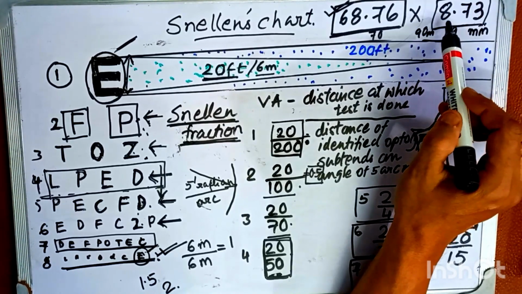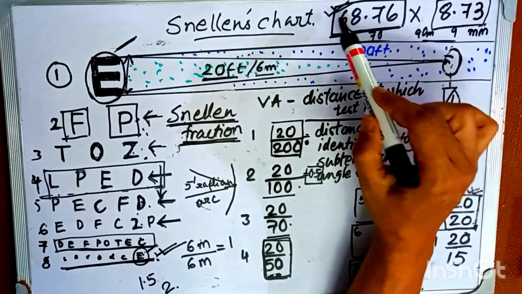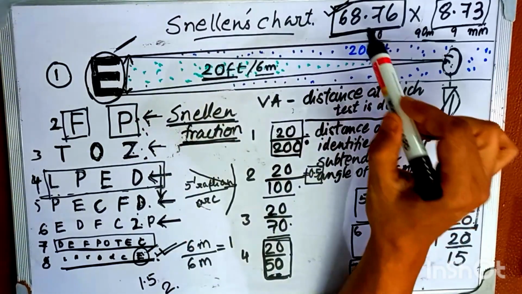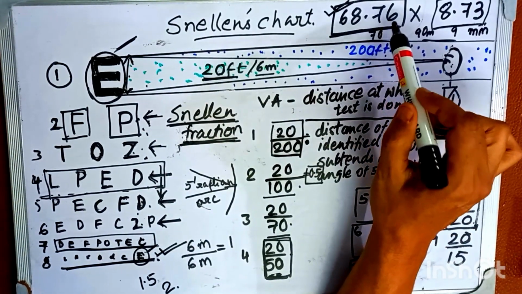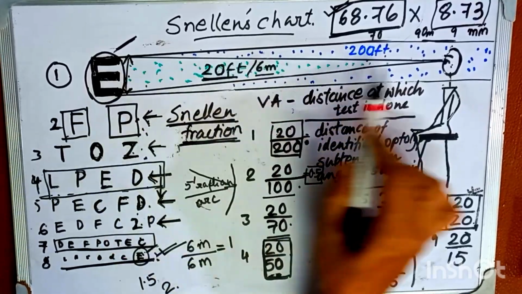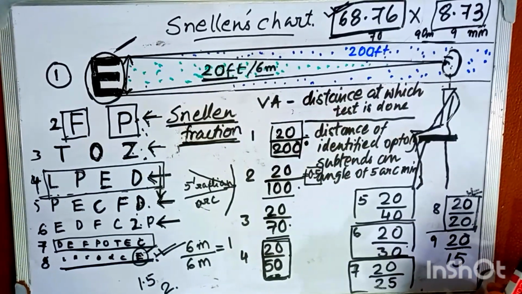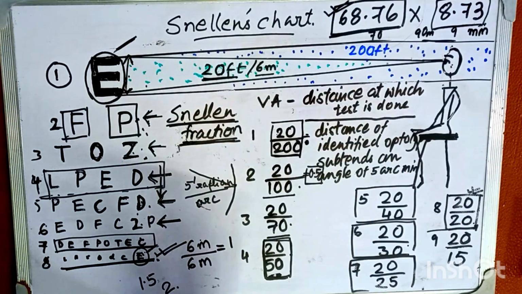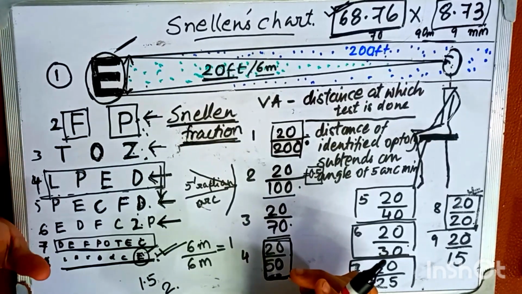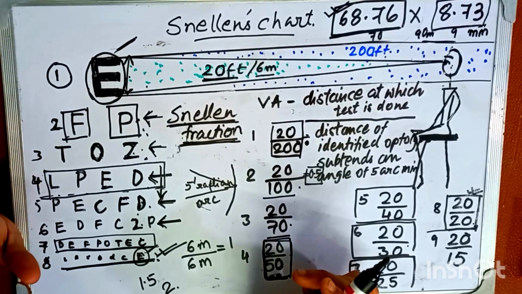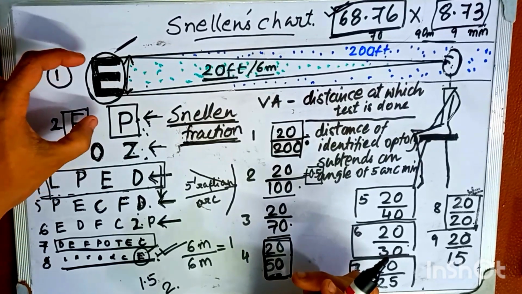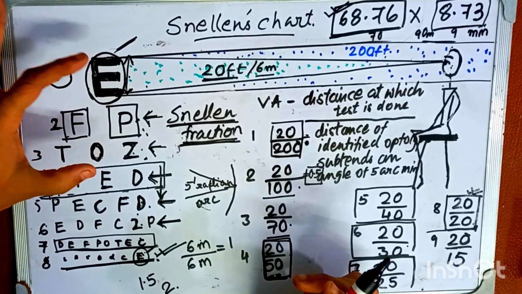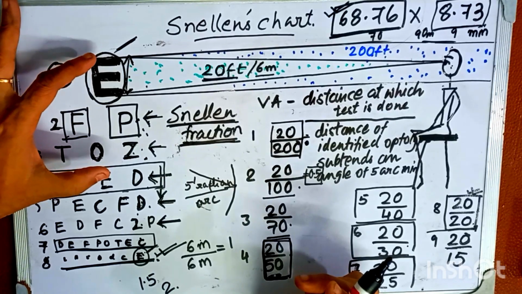This optotype size is governed by certain factors. The size of the optotype should be 68.76 times the distance. And so the optotype has a particular size. By now we have understood that the optotype has a particular size, and this optotype is divided into 5 fractions. Each fraction is subtending an angle of 1 arc minute in the retina.